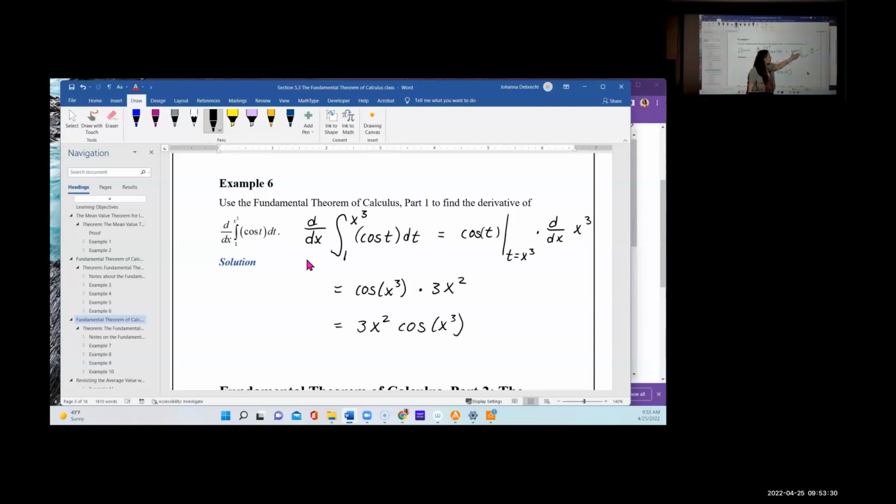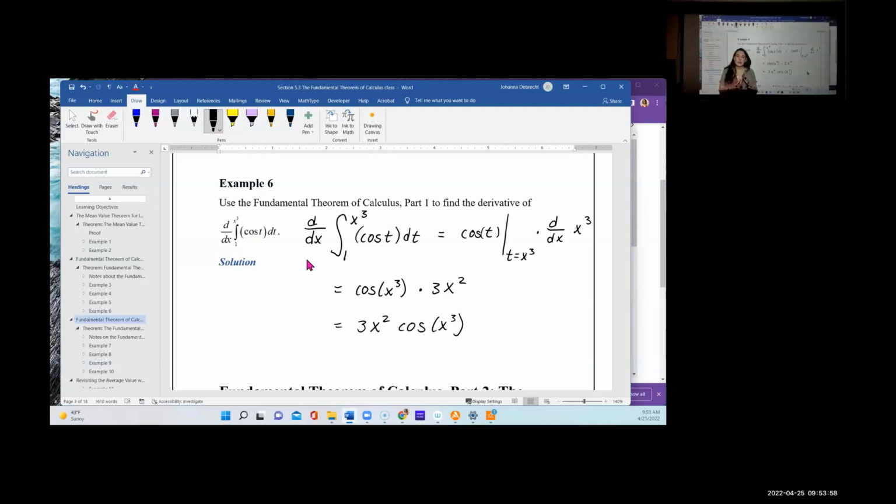So I have the cosine of t, and I'm replacing t with x cubed. Then I have to use the chain rule to multiply by the derivative with respect to x of the upper limit of integration x cubed. This gives me cosine of x cubed multiplied by the derivative of x cubed, which is 3x squared. And I would write the 3x squared at the front so that you get 3x squared cosine of x cubed.